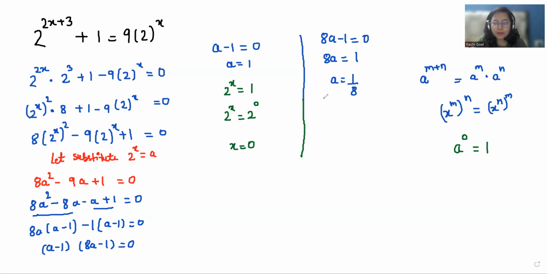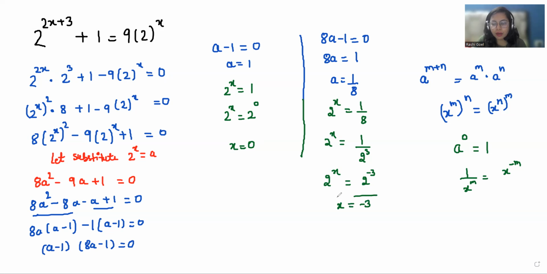Now comes to this. Here we again replace a with 2^x, which is equal to 1 by 8. So 2^x is equal to 1 by 8. We can write it as 1 by 2^3. So according to the exponent rule, 1 by x^m we can write as x^(-m). So 2^x is equal to 2^(-3). If the bases are equal, their powers are also equal. So in this case, the value of x is minus 3.